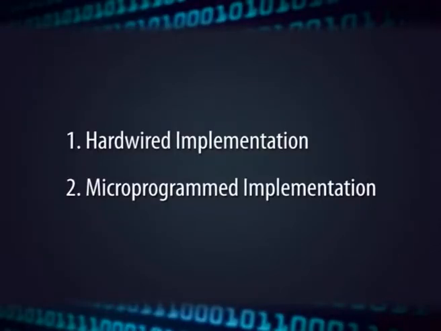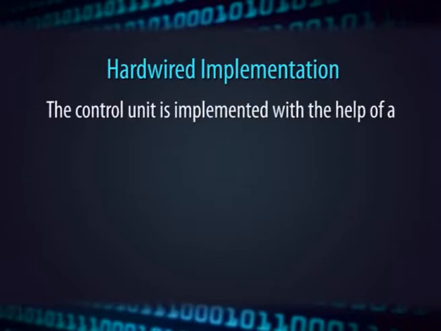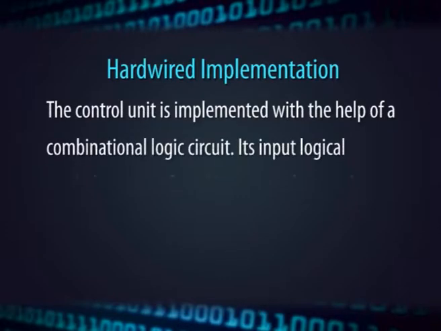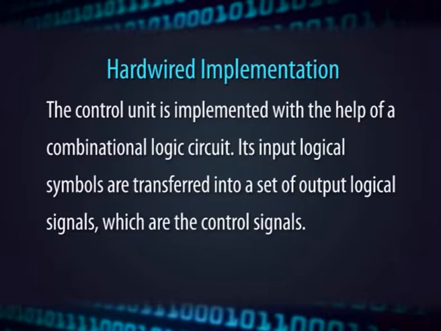Two of the most commonly used categories of implementing a control unit are, first, hardwired implementation and second, microprogrammed implementation. In a hardwired implementation, the control unit is implemented with the help of combinational logic circuit. Its input logical symbols, which are the input to the control unit, are transformed into a set of output logical signals through the combinational circuit. Output logical signals are nothing but the control signals.